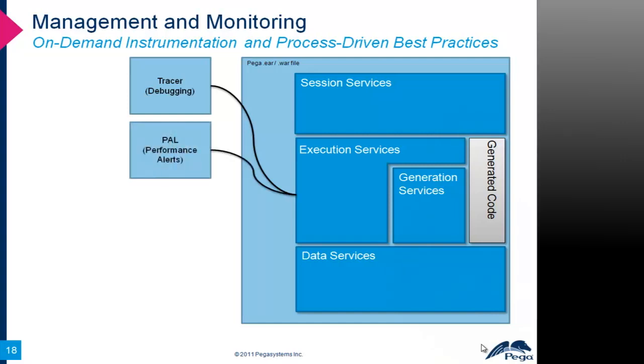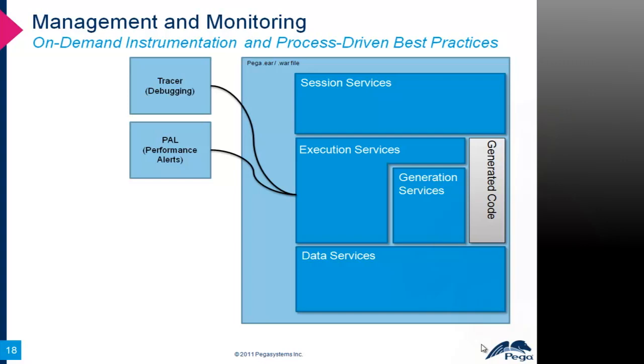There's also a series of performance alerts built into the technology. So Pega allows you to see the performance of what it's doing. We instrument it all for you automatically. And you can do that either on demand, ask Pega to tell me how much CPU did the process I just ran take. But we also have alerts built into the system.